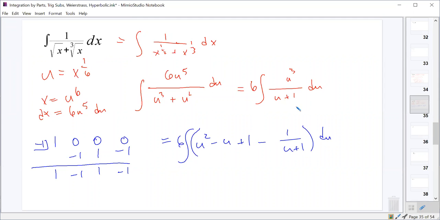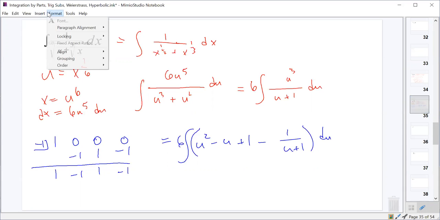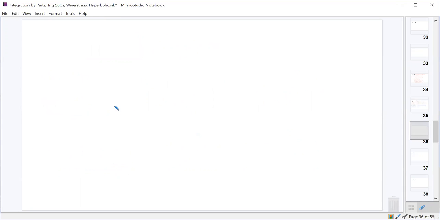So anytime you have a rational function, if the degree of the numerator is equal to or greater than the degree of the denominator, just divide them to start with. Everyone good there? Okay. Now let's put a new page here. So we need to integrate that.